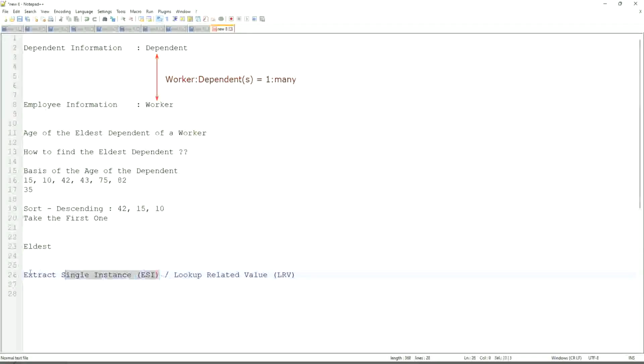Eldest dependent will be returned by the ESI. Right, and the age of that eldest dependent will be an LRV. Right. This will be a very, very common question. So, ESI, it will allow you to extract the instance of an object from a related business object based on some criteria. That is what ESI is all about. Right. And once you extract the single instance, one particular occurrence of that particular object, then you look up another value related to that using an LRV.